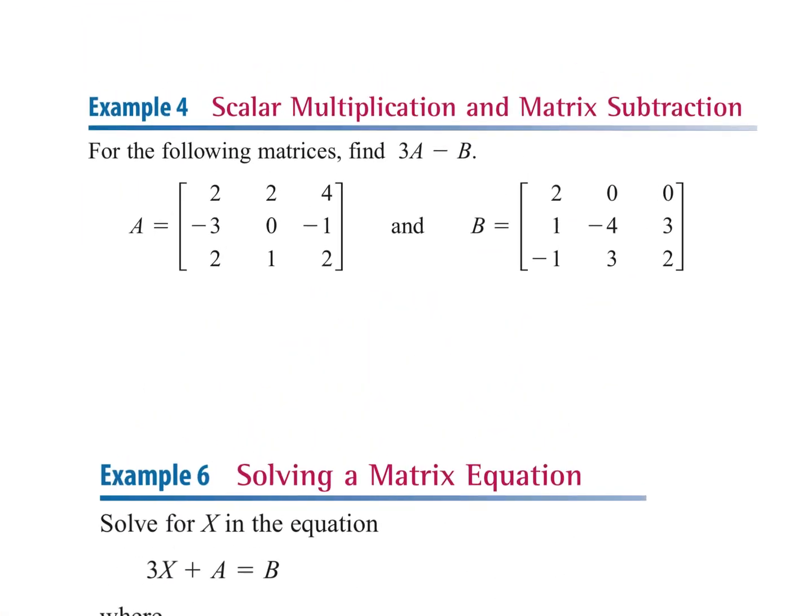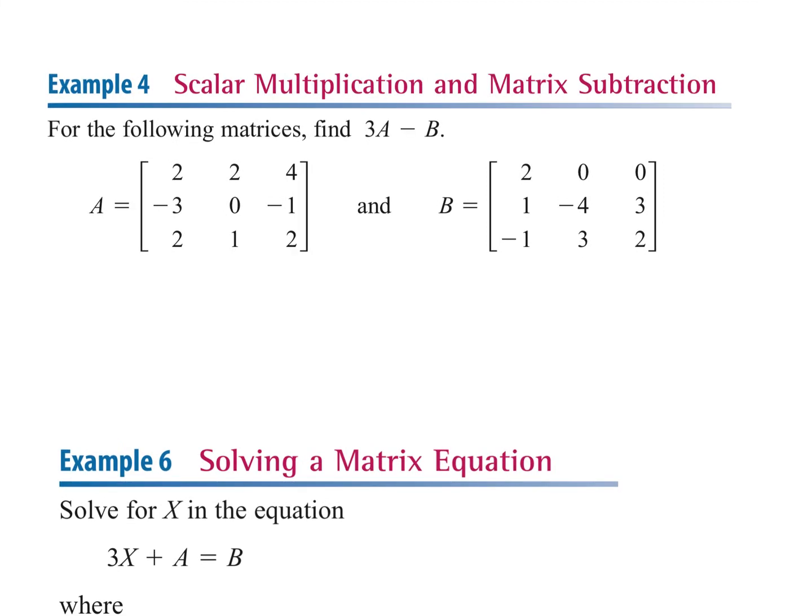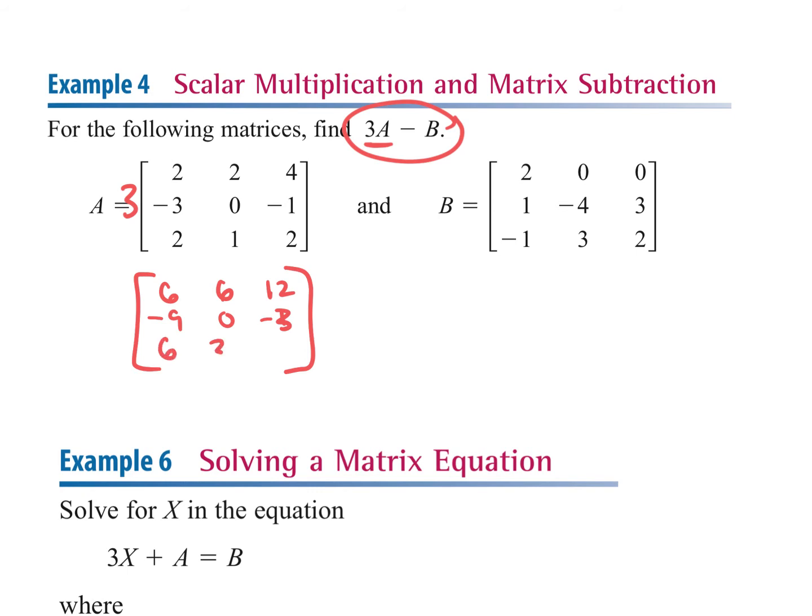All right. For example 4, it's asking us to find 3A minus B. Just like in normal algebraic equations, we have to follow our order of operations. So we have to find 3A first and then subtract B from that. I'm going to multiply 3 times my matrix A. What would my new row 1 be? 6, 6, 12. Row 2: -9, 0, -3. And row 3: 6, 3, 6.